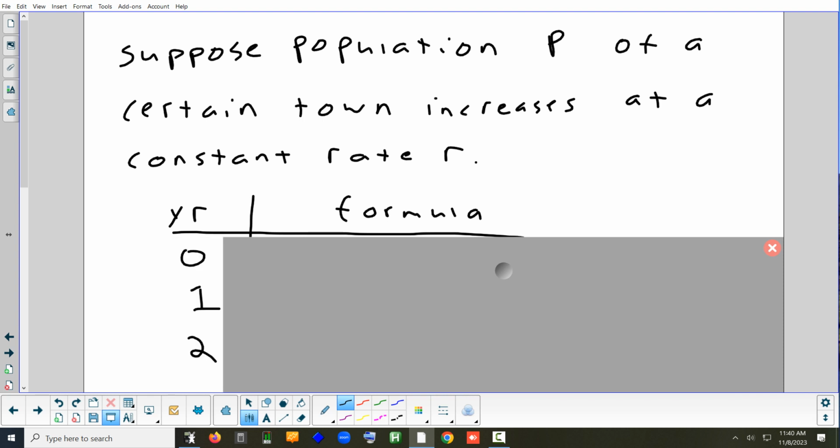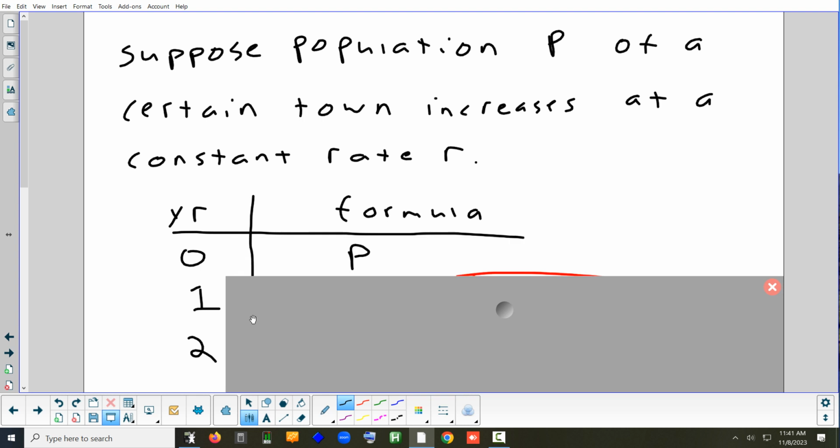So let's look at year 1. Well, actually, let's look at year 0. When we start this experiment, how many people are in the town at the very beginning? Yeah, there are p people in the town at the beginning. Now, to figure out how many people you have at year 1, the new population for year 1 is equal to the population you had the previous year plus how much growth there was.